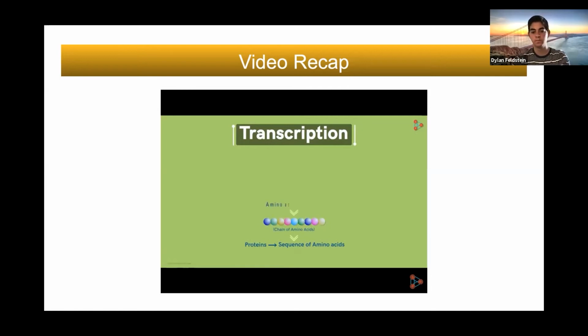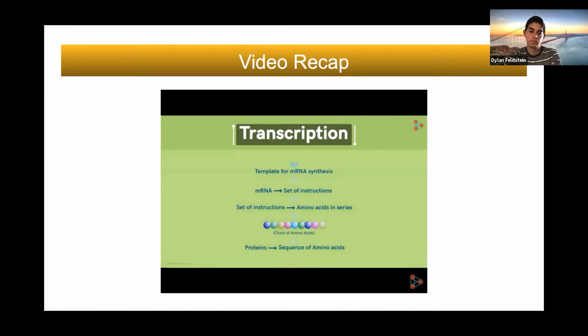Now, to get the amino acids in a series, we need a set of instructions. These are present in the form of mRNA. And where does the mRNA come from? It is synthesized from a special template. Can you guess what this template is? Give it a shot. That's right. The template is a gene.